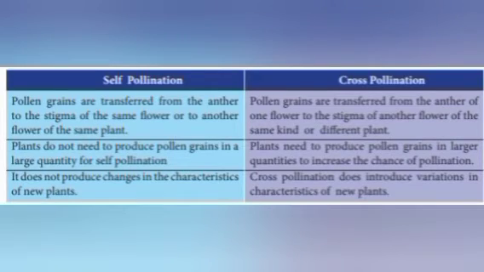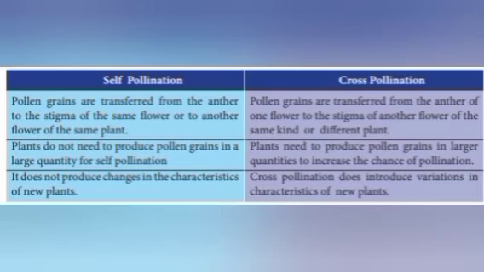Now we are going to see the differences between self and cross-pollination. In self-pollination, pollen grains are transferred from the anther to the stigma of the same flower or to another flower of the same plant. In cross-pollination, pollen grains are transferred from the anther of one flower to the stigma of another flower of the same kind but a different plant. In self-pollination, plants do not need to produce pollen grains in large quantity.